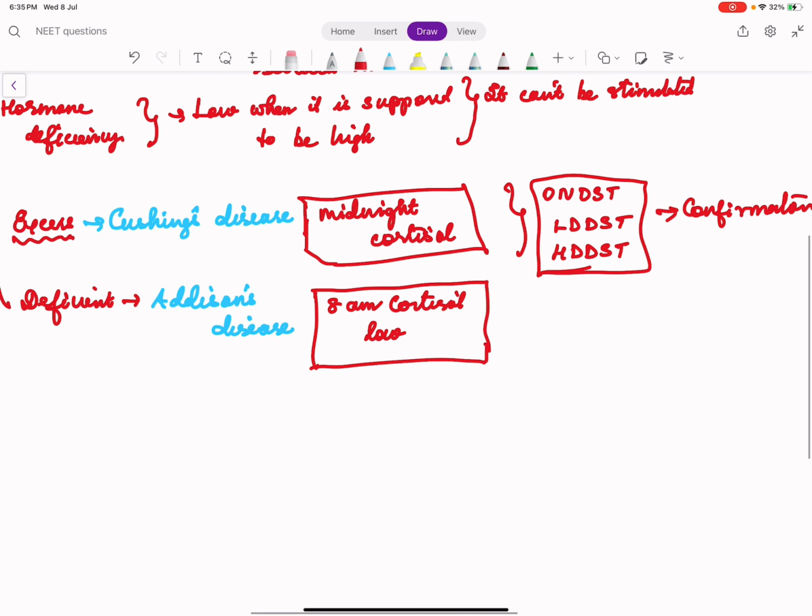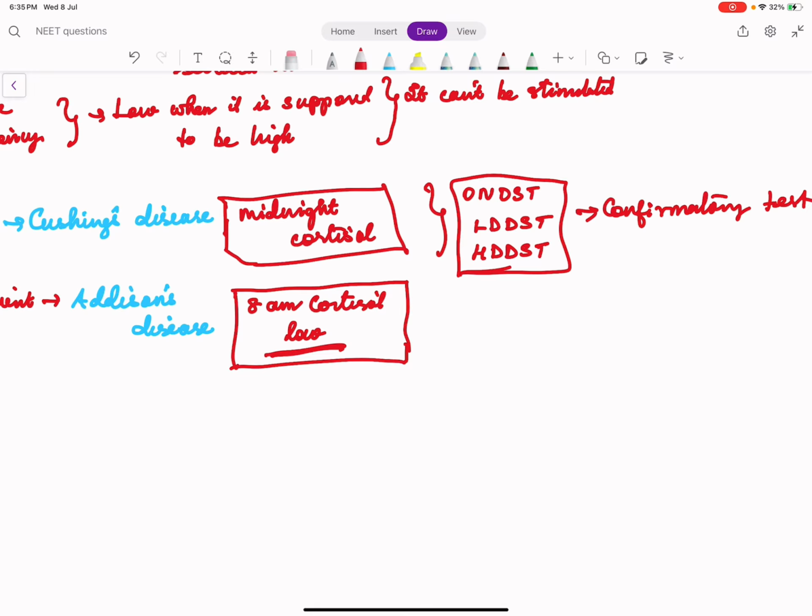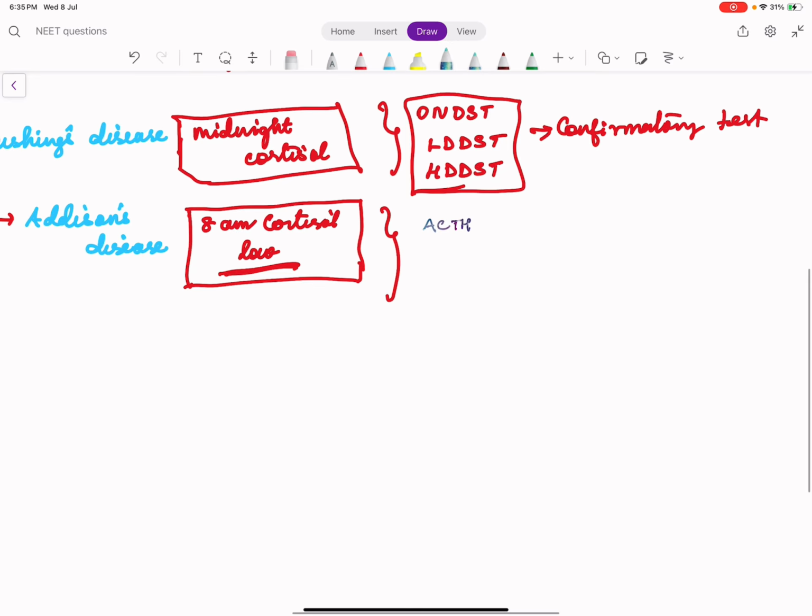Similarly, in Addison's disease, cortisol is low. It is low in times when it is actually supposed to be high. How will you confirm? It cannot be stimulated by a hormone. Cortisol is stimulated by a hormone called ACTH, adrenocorticotropic hormone, secreted by the pituitary. This ACTH will not stimulate cortisol in case of Addison's disease. So the ACTH stimulation test is the test done to confirm Addison's disease.